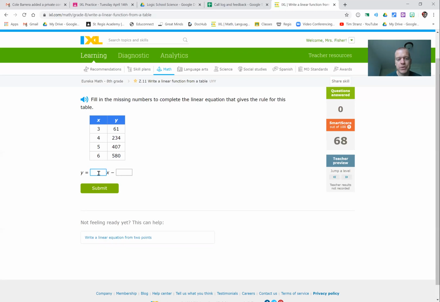So this first number is going to be your slope. This number is going to be your y-intercept. So let's look at it. We got 3 and 61, 4 and 234. Remember, to find your slope, let me get the pen here. You're going to do y2. So remember, m equals y2 minus y1 over x2 minus x1. Okay, so let's pull some of these points and find out what your slope is going to be.